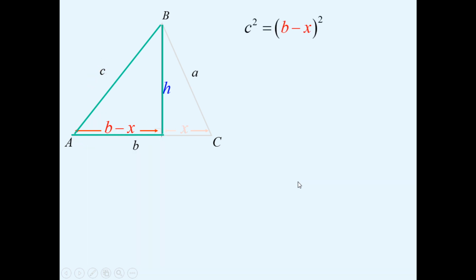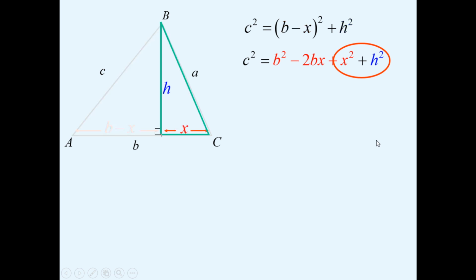By using the Pythagorean theorem, the longest leg squared is the same as the shorter leg squared plus the height squared. Then we expand it using the binomial expansion or FOIL. Now you'll see that c squared equals b squared minus 2bx plus x squared plus h squared. For x squared plus h squared, we want to find out exactly what that is. According to another right triangle here, we can set up another Pythagorean theorem: a squared equals x squared plus h squared. So x squared plus h squared can be replaced by a squared.